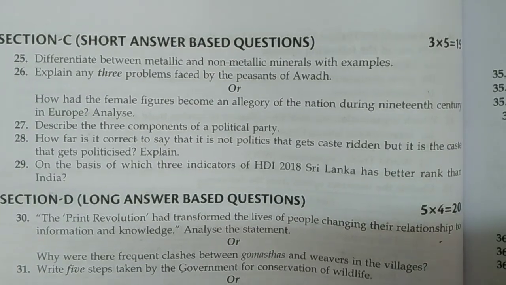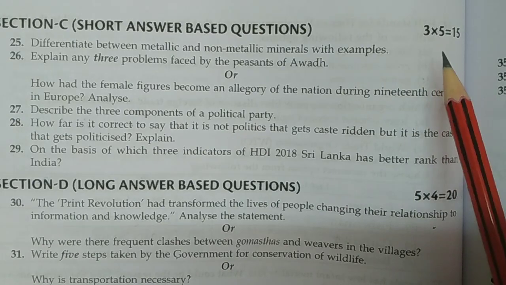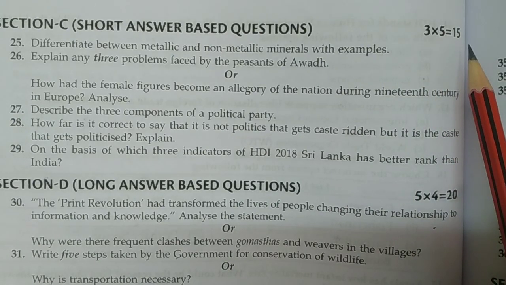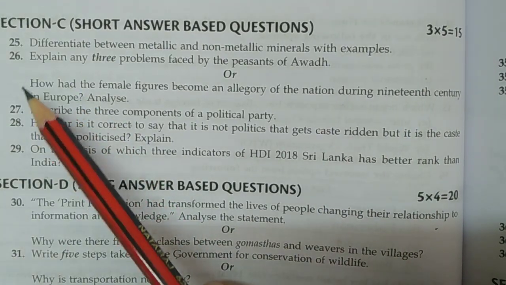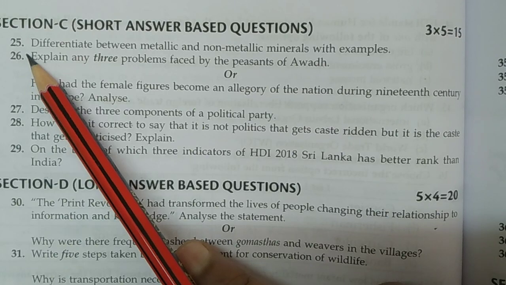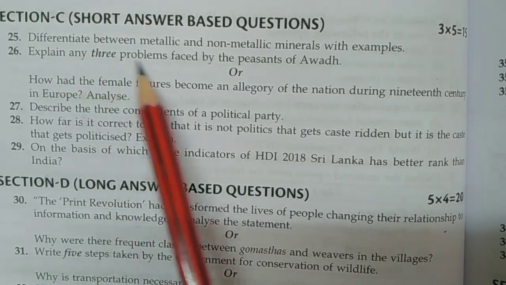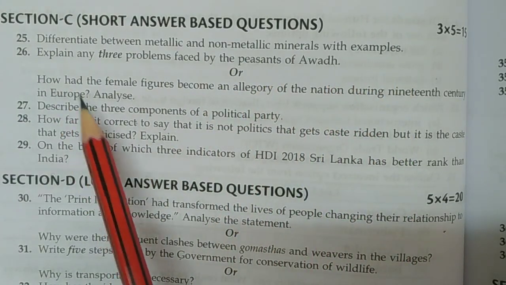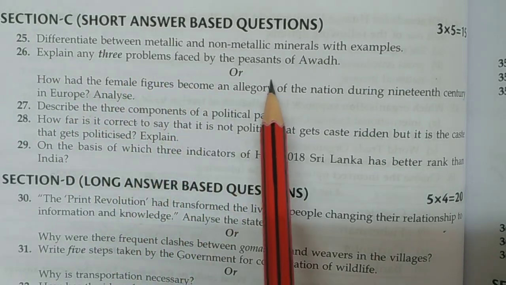See here, it's Section C. It's short answer based questions. There are a total of 5 questions, and each question contains 3 marks, so a total of 15 marks is given here. Question number 25: Differentiate between metallic and non-metallic minerals with examples. Now 26: Explain any 3 problems faced by the peasants of Awadh.